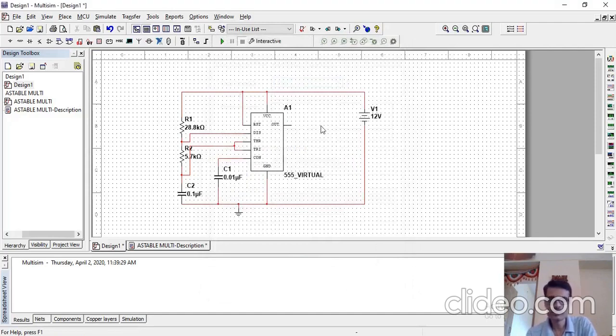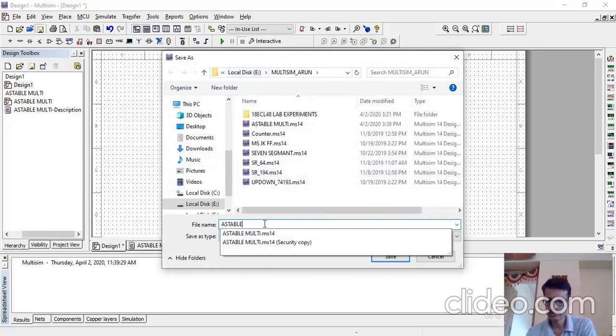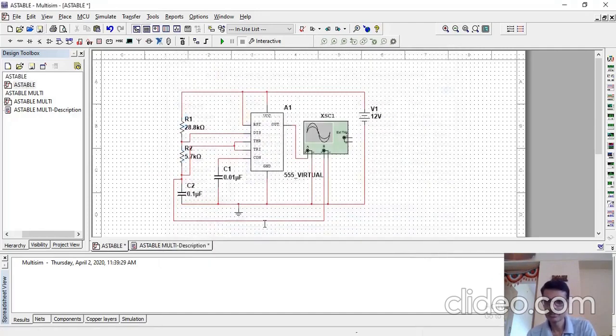So we will observe the waveform of this free running oscillator by using the oscilloscope, which is present over here. I'll bring it, connect the output to this, and the other end to the ground. I also want to watch the capacitor charging and discharging process, so let me connect this here, and this one to the ground. We will save the circuit first before proceeding. Let us say Astable Multivibrator. It is saved here as Astable.